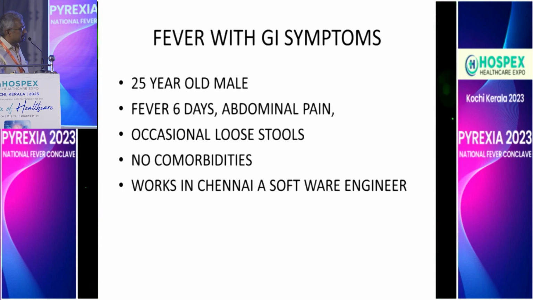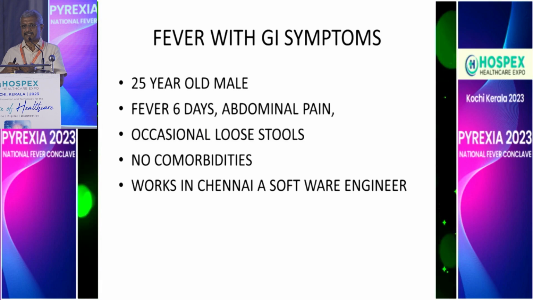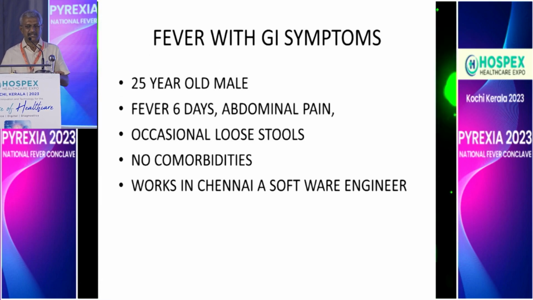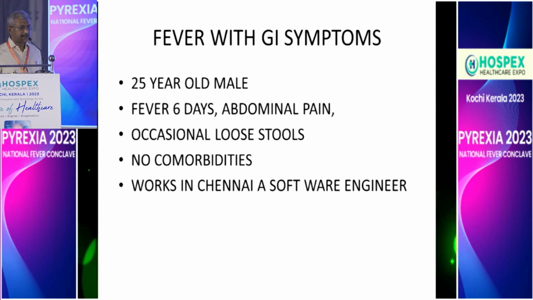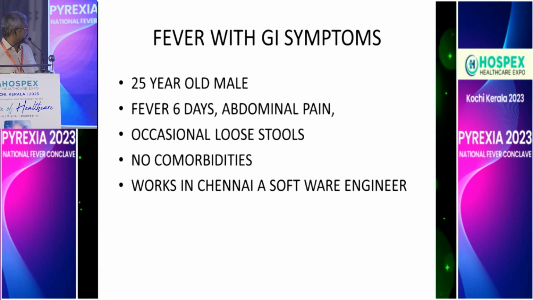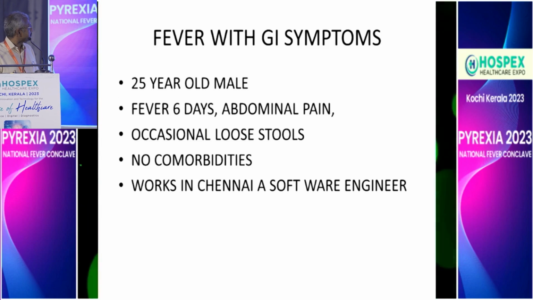So I'm just going with my last case. This is a fever with GI symptoms, gastrointestinal symptoms. So I have dealt with fever with skin and soft tissues, fever with respiratory, fever with urinary symptoms, a little bit of scenarios. And I'm just going to the last thing with a GI syndrome. Now this is a 28-year-old male who has fever for 6 days, abdominal pain, occasional loose stools, no comorbidities, works in Chennai as a software engineer. And next slide.